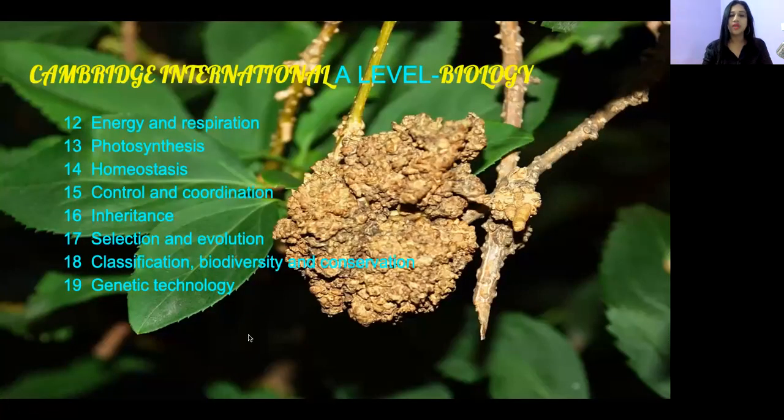Now coming to Cambridge International A Level, which is equivalent to our 12th grade. Here you have concepts like energy and respiration, photosynthesis, and homeostasis, that is, how we maintain the body's normal condition, whether through positive or negative feedback mechanisms. Then control and coordination, regarding the nervous system. Inheritance, where we come back to the genetics concepts which we covered in CBSE and ISC, at the same level. Then selection and evolution, classification, biodiversity and conservation, which is a more general topic, and genetic technology.